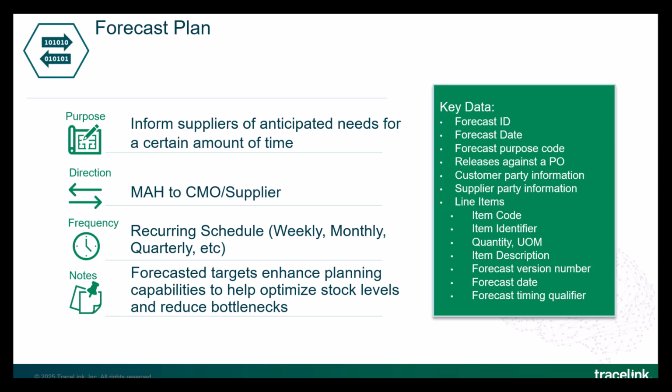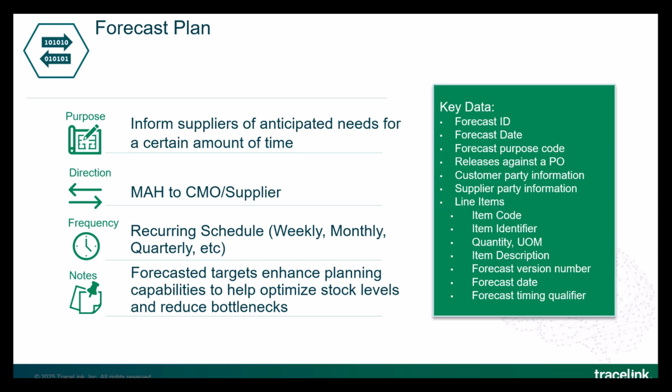The forecast plan is an electronic document used to communicate forecasted demand and release schedules for pharmaceutical products between trading partners. It helps align production and distribution plans, ensuring that products are available when and where they are needed, while minimizing excess inventory and stockouts. The buyer sends this to the supplier, outlining their anticipated demand for specific products over a defined period. The supplier uses the forecast information to create a production and release schedule, ensuring they can meet the buyer's demand.